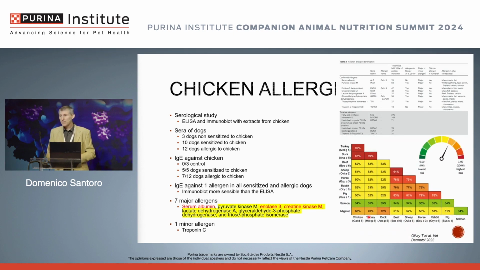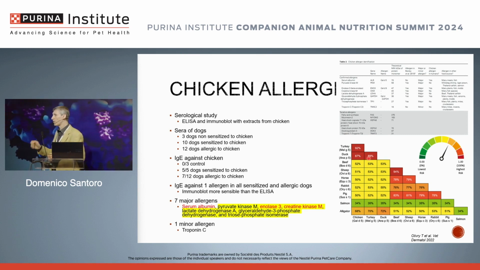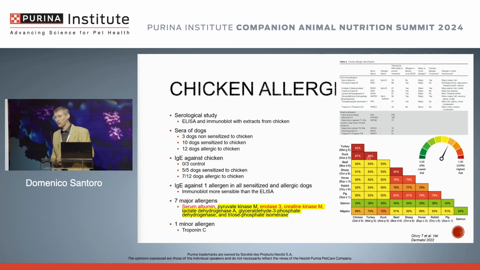This paper also brought up the concept of pan-allergens as an important concept in our allergic patients. Pan-allergens are those allergens that have high homology across the board. You can see in this study, for example, that duck and turkey have high homology of about 90%. So essentially you have a 90% chance that if you are allergic to duck and you feed turkey, you may react to the turkey.